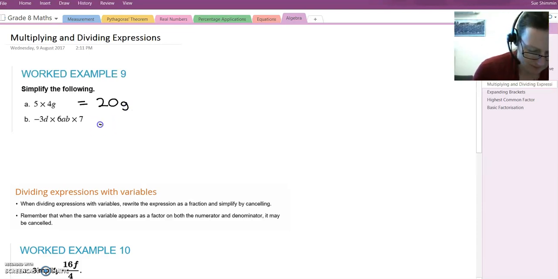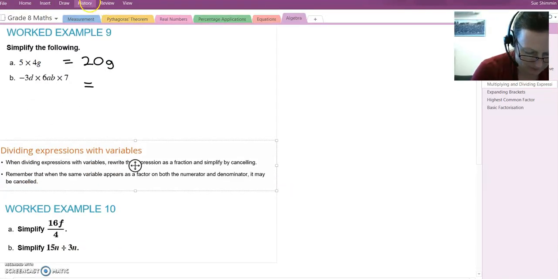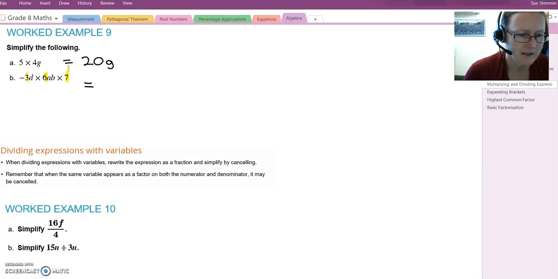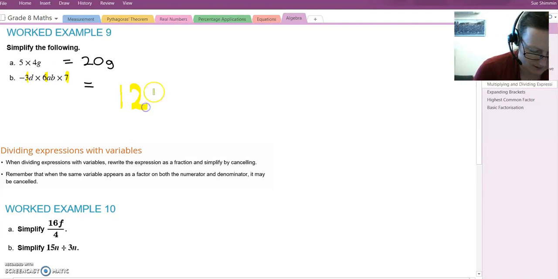In the next one, negative 3d times 6ab times 7. This is the way I like to go about it, and I think you might find it easier too. So let's look at initially just the numbers. So 3, 6, and 7. So 3 times 6 is 18, and 18 times 7 is 126.